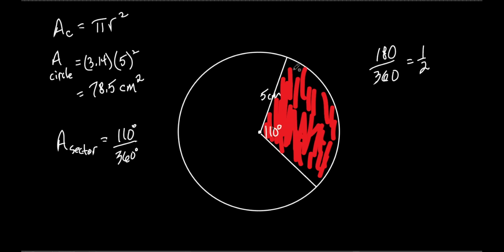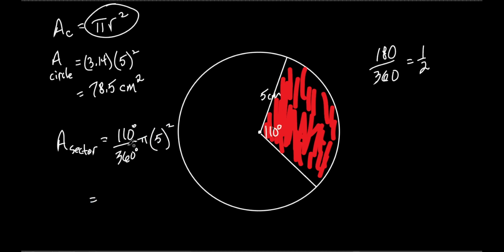But that's not what I'm doing. This is not half a circle. How much is it? It's not 180 divided by 360. It's 110 divided by 360. Does that make sense? Okay. But it's 110 divided by 360, what? Times pi r squared. Pi, in this case, 5 squared. And now we do that math.